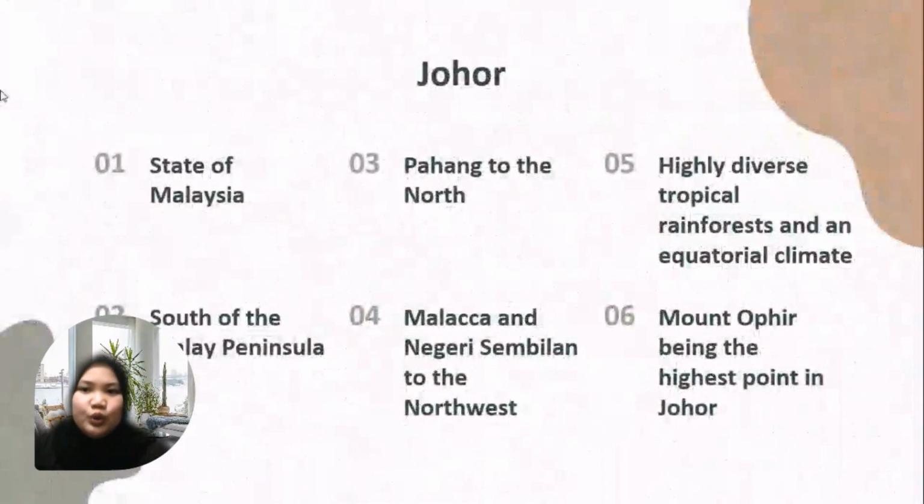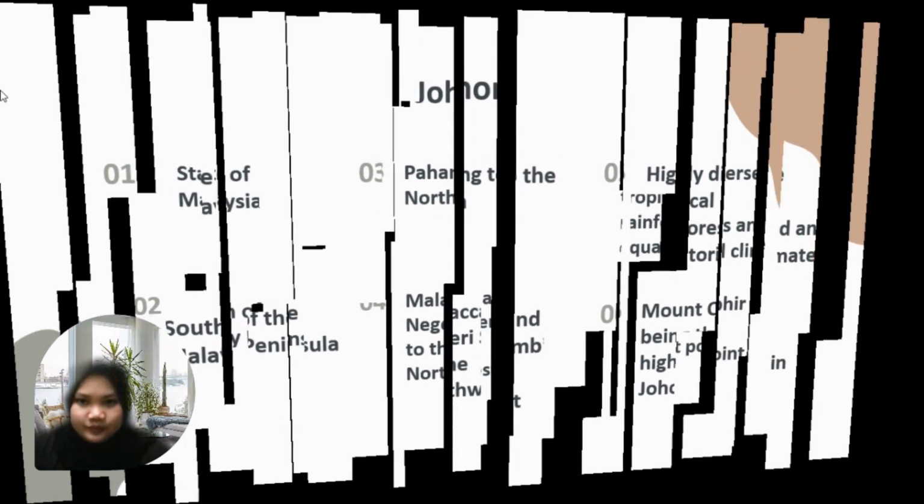Our data was measured at Johor. Johor is a state of Malaysia, located at the south of the Malay Peninsula, with the Malaysian border state of Pahang to the north and Malacca and Negeri Sembilan to the northwest. Johor has highly diverse tropical rainforests and an equatorial climate, with Mount Ophir being the highest point in Johor.